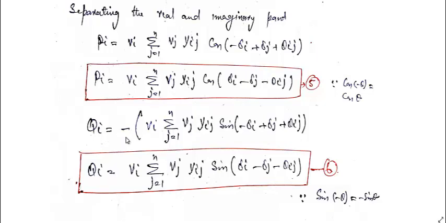Similarly, Qi will be equal to minus Vi summation of Vj Yij sine of minus delta i plus delta j plus theta ij. Similarly, I will take the minus common, or consume this minus into the angle, and use the identity sine of minus theta is equal to minus sine theta. I'll multiply this minus to the angle and I will get delta i minus delta j minus theta ij, and there will be no more negative here, it will be positive. So these two equations are the power flow equations which we need to solve to get the different quantities.